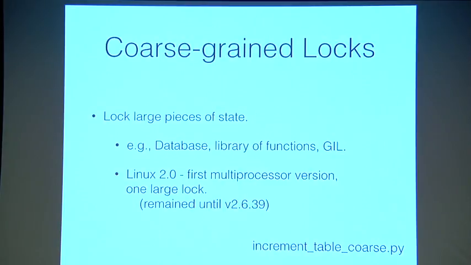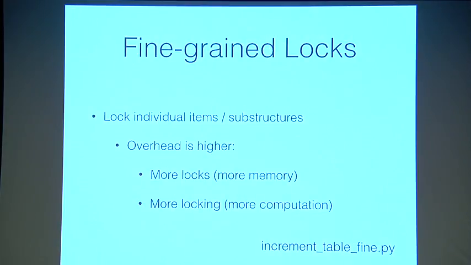Okay, so as you might imagine, the opposite of coarse-grained locking is fine-grained locking. So you lock individual items or substructures. The overhead is higher, right? Before you had one lock, now you have n locks for n pieces of state. So you take up more memory, and you have more locking because there's more checking. Instead of doing just one lock at the entry to your function, for example, you're going to do 20 locks throughout the lifetime of the function call or whatever library. So there's more overhead.